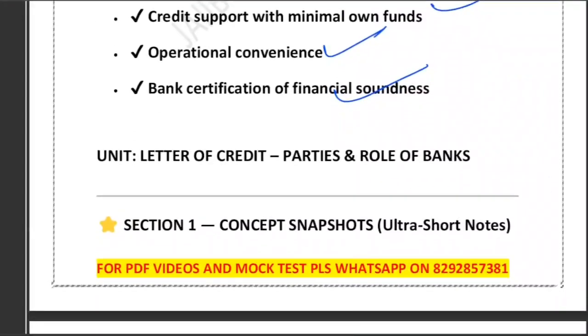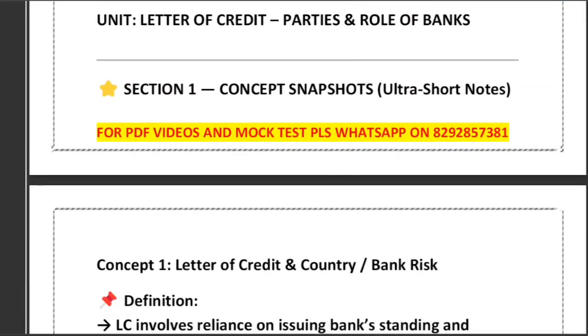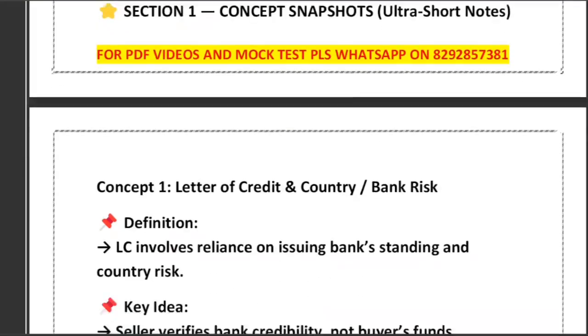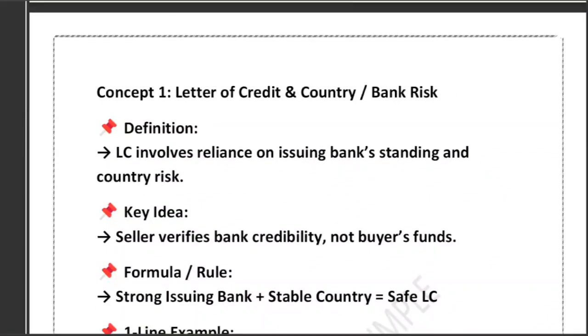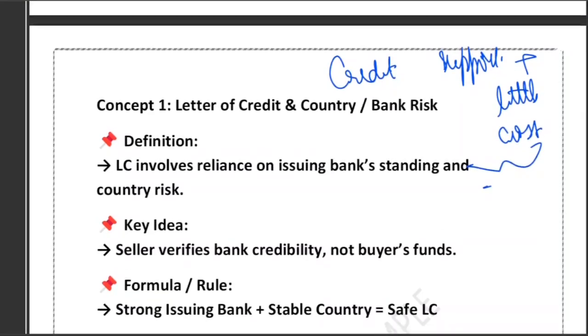Now the next part is parties and the role of the bank. See, let's first talk about the letter of credit and the country, right? So why do borrowers prefer non-fund based limits? Because they get big credit support with very little cost. Yes, they get big credit support with little cost, right? Because of this reason, borrowers prefer non-fund based limits.